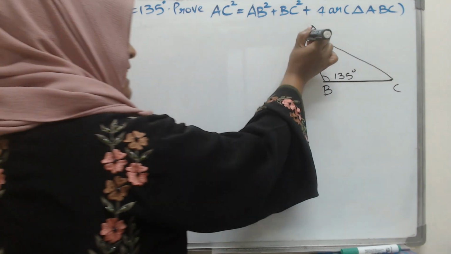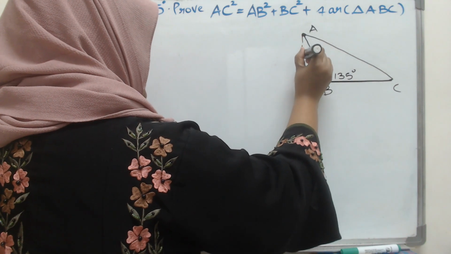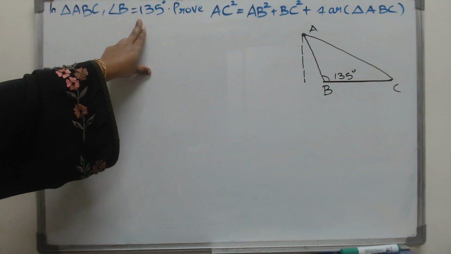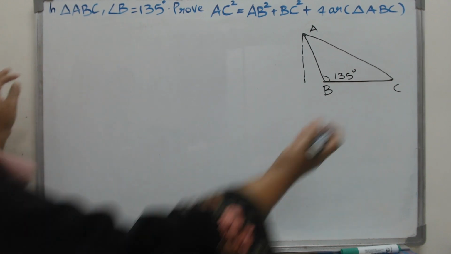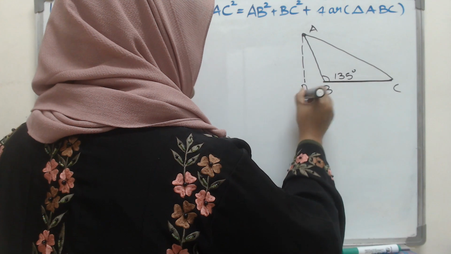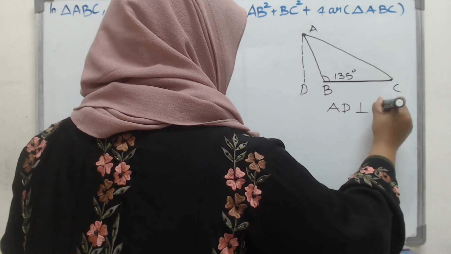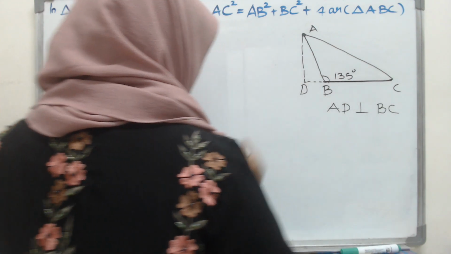Altitude is any line which joins a vertex to the opposite side perpendicularly. So when you have such an obtuse angle, what happens is your altitude falls outside of the triangle. Now what have we done? We have constructed an altitude AD to the base BC. Let us just join D and B.